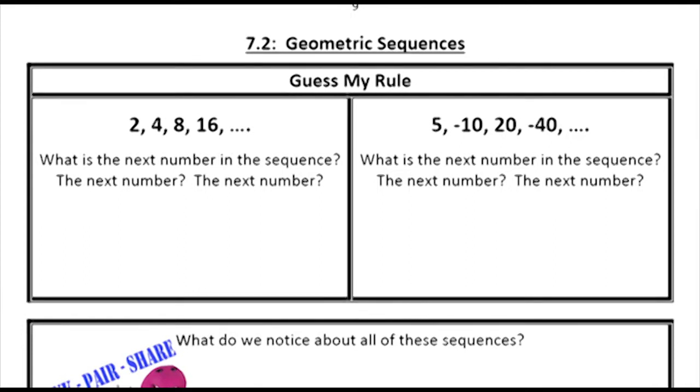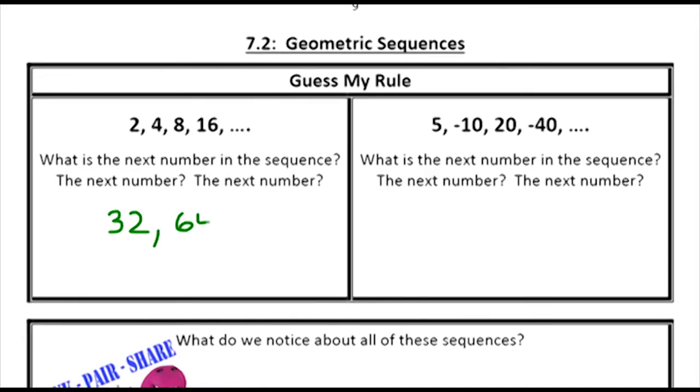Welcome back. 2 to 4. Well, I could try to add like yesterday. Could try to find a constant difference. 4 minus 2 is 2, but 8 minus 4 is 4. I don't have a constant difference. If you notice though, 2 times 2 is 4, 4 times 2 is 8, 8 times 2 is 16. I'm multiplying by 2. 16 times 2 is 32. 32 times 2 is 64. 64 times 2 is 128.